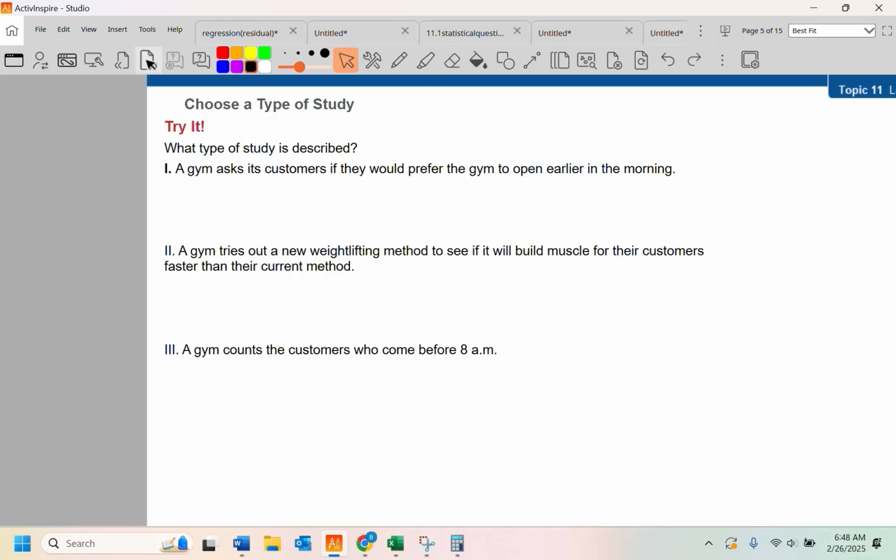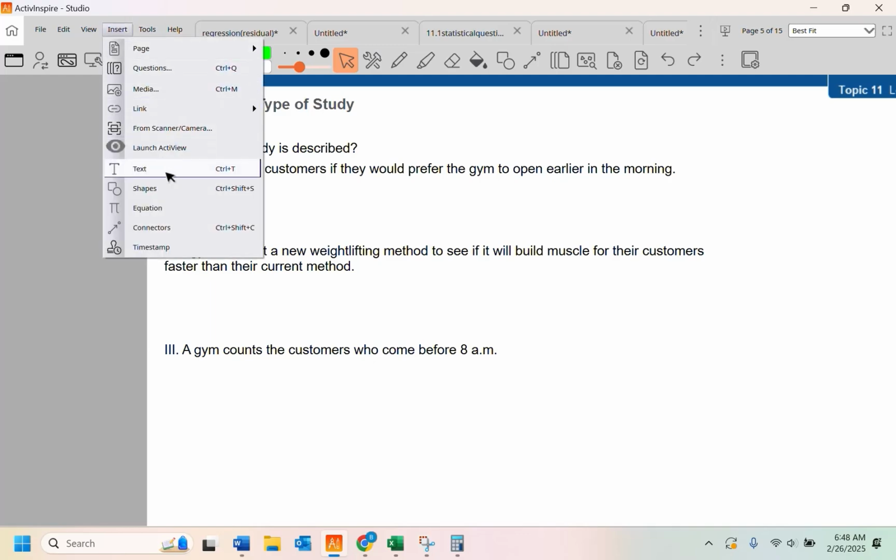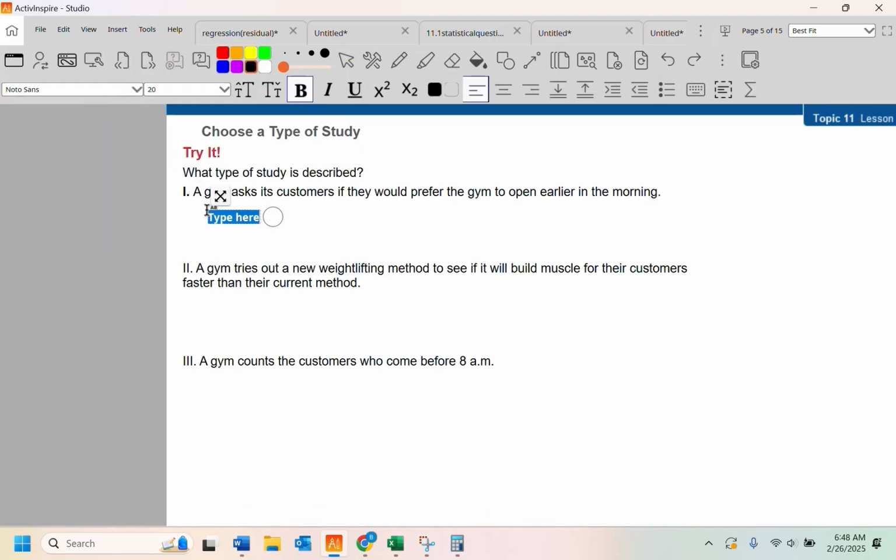All right, moving forward. We're supposed to choose a type of study. A gym asks its customers if they would prefer the gym to open earlier in the morning. Now, I would suggest a survey, and I would introduce that idea of randomness as well. So randomly, or maybe you could do something like stratifying it, but randomly survey gym members and record the results.